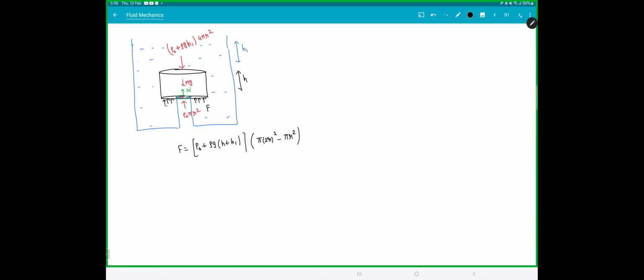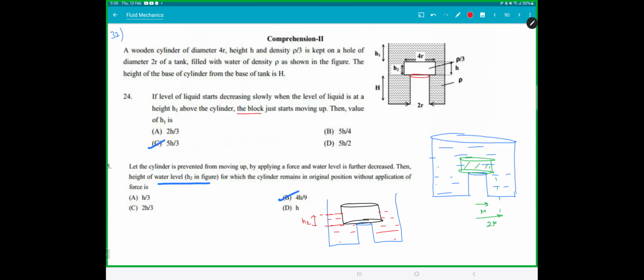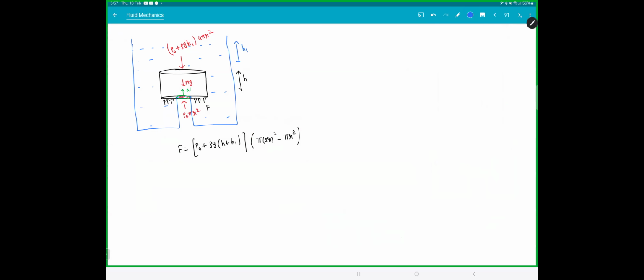And you said it is in equilibrium. And look at this word here. The block just starts moving up, meaning it loses contact. So if it loses contact, then the normal reaction is 0. So just balance the forces. Upward forces will be F plus P naught pi R square plus N, balancing mg plus P naught plus rho g h1 into 4 pi R square. Just have a look at this. And then N is 0.